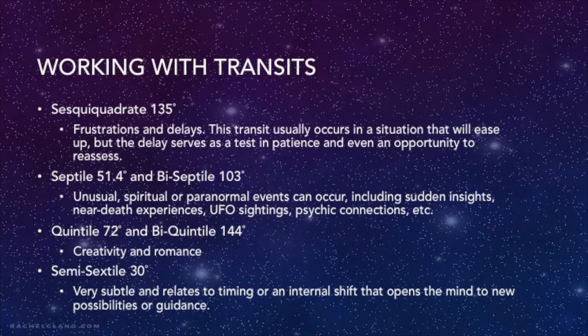Septiles at 51.4 degrees and biseptiles at 103 degrees are really interesting transits. They usually signify unusual spiritual or paranormal events. Some of these include sudden insights, near-death experiences, UFO sightings, and psychic connections, things of that nature. Quintiles at 72 degrees and biquintiles at 144 degrees signify creativity and romance. When you think of quintiles, think about them in relation to the planet Venus. They have that sort of quality.